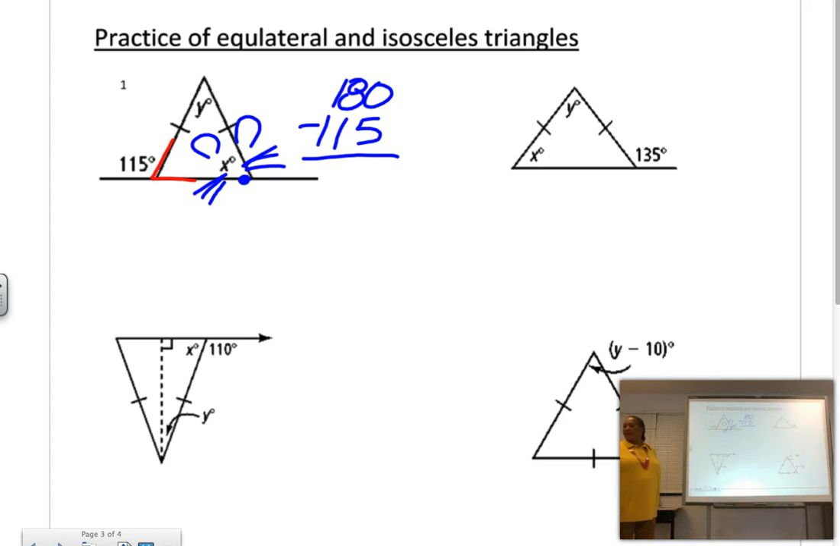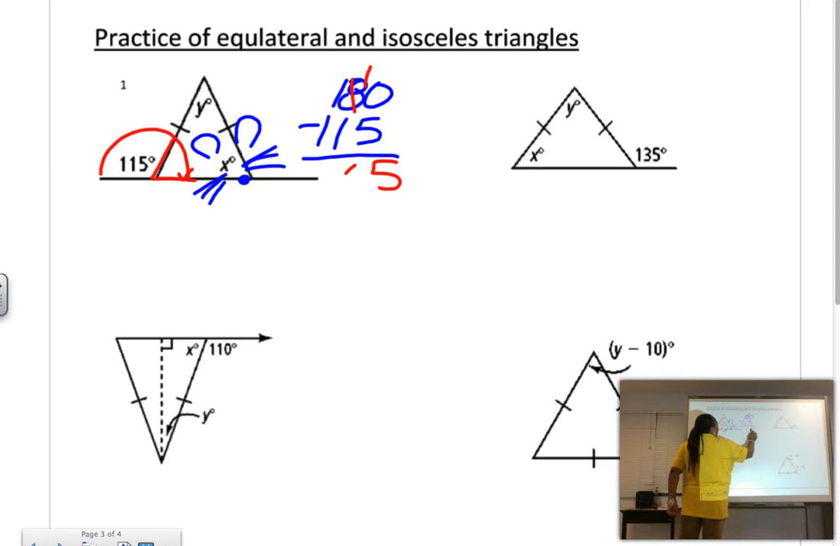Because the base is equal. That's right, this whole angle, this linear pair, adds to 180, and the exterior part we know is 115. So to find what's left over in here, I'm going to have to subtract from the 180 to see what's left over. Let's do it. Did everybody get 65?